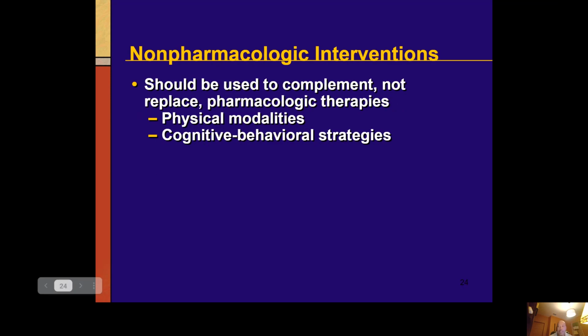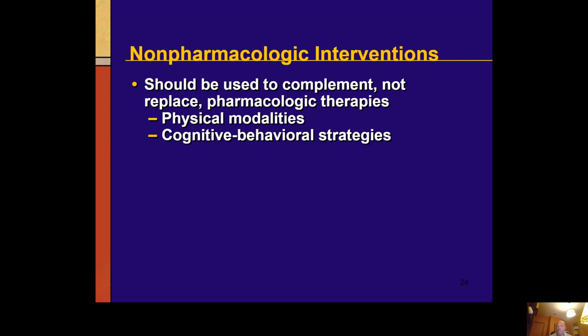All right. And these are some of your non-pharmacological interventions. They should be used to complement, not replace, your pharmacological therapies. In other words, you give morphine, but you also give a massage or acupuncture and so forth. All right. It consists of physical modalities as well as cognitive behavioral strategies as well.